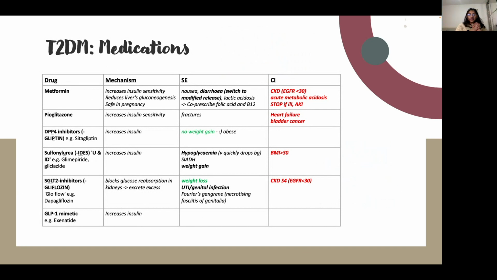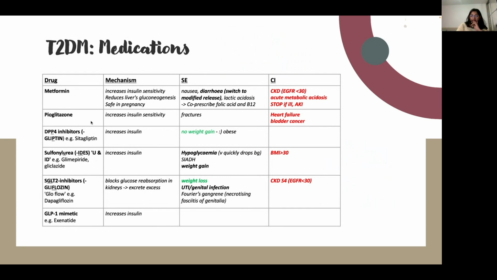The second thing it can have an effect on is your kidneys. So it's contraindicated in chronic kidney disease with your eGFR less than 30, so around stage 4. You also want to stop metformin in acute kidney injury and in anyone whose renal function you can see is declining over time and they're entering stage 4 of CKD.